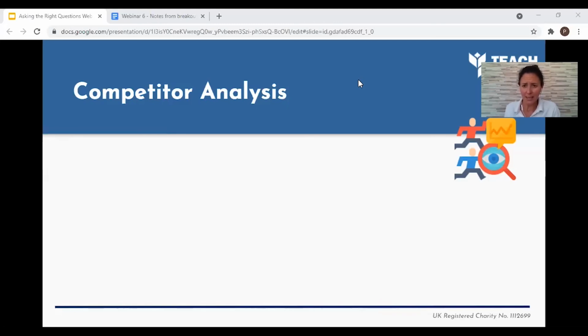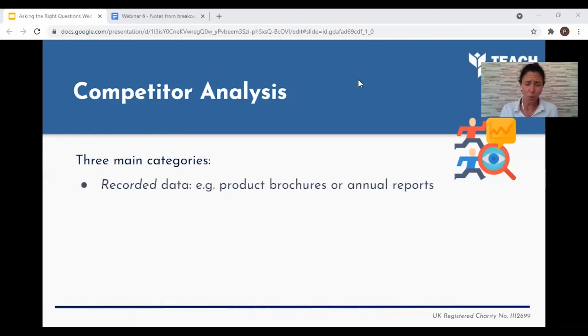So we can mainly think about three main categories, or group things into three main categories, of data that we would like to investigate further on competitors. One is recorded data, which is information that's most easily accessible in published forms, for example product brochures, annual reports, or whatever they have on the website. It's possible that only large competitors will have this, but nowadays this kind of information is available everywhere if we know what we are looking to find.